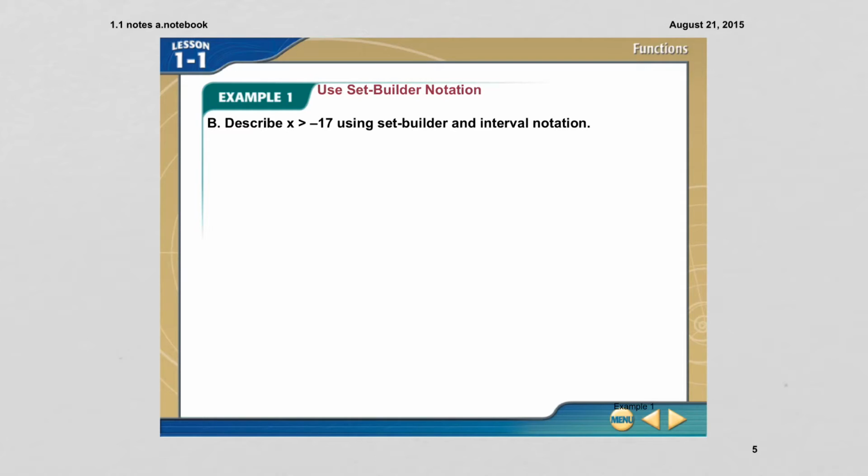You wouldn't be able to write that in interval notation. Now we have an inequality, x greater than negative 17. We're going to use set builder notation, and we're also going to use interval notation. And x is a set of all real numbers greater than negative 17. So that one's an easy one as far as set builder. x such that x is greater than negative 17, where x is an element of all real numbers.